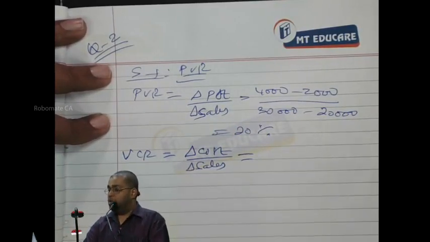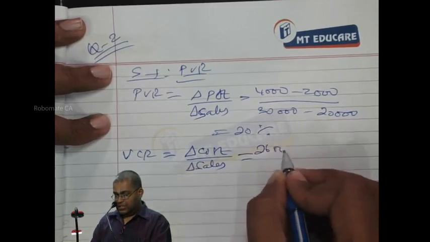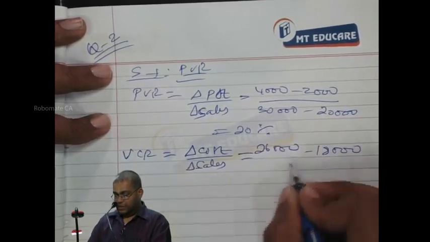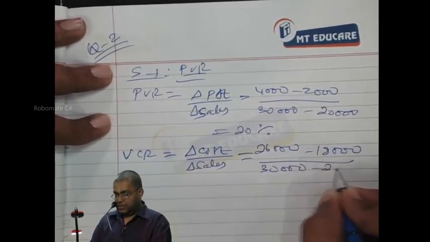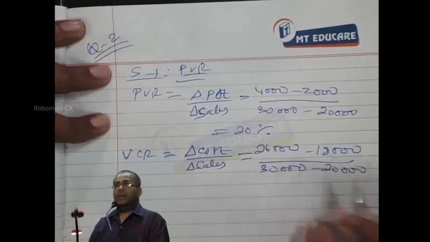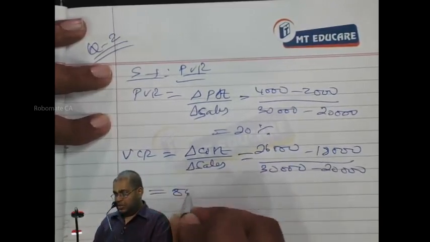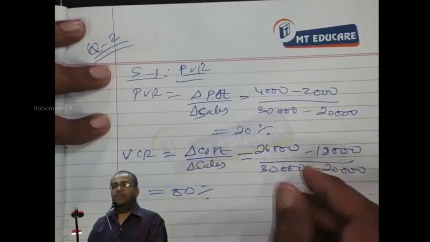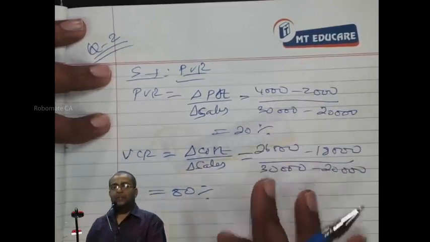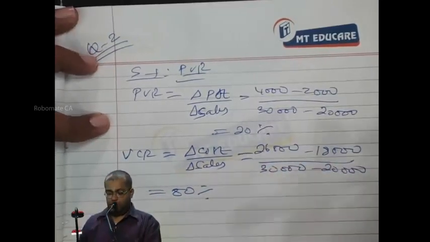Very simple. In 2003, sales 30,000, profit 4,000, the cost is 26,000. In 2002, the cost is 18,000. So what is change in cost? 26,000 minus 18,000, divided by change in sales, 30,000 minus 20,000. What is the variable cost ratio? 80%, that is 8,000 divided by 10,000. 80% is variable cost ratio. Counter check is 100 minus PV ratio. Part 1 of the question is over.